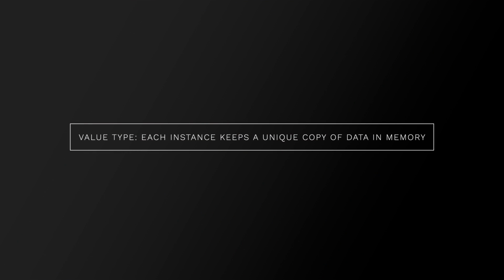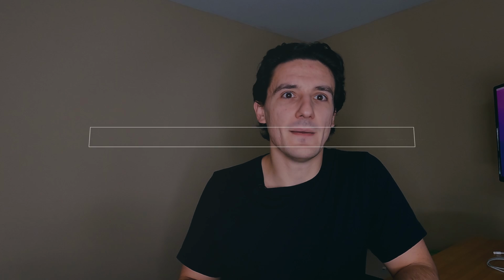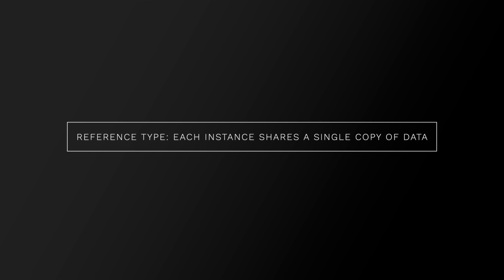So let's start with value types. A value type is a Swift type where each instance keeps a unique copy of the data. And when I say this, I mean in memory. Once a value type is created, there's essentially a copy created in memory for that specific instance of it. Whereas with a reference type, each instance shares a single copy of all of the data. You may have 100 references in your code all pointing to the same thing with a reference type.